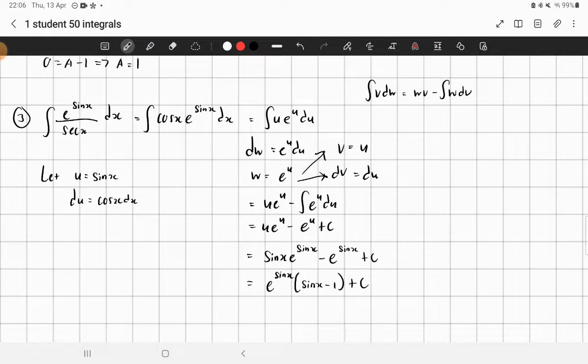So give me a brief moment. I want to check because I don't have the answer scheme with me. So I have to use a website just to check for this integral. So e to the power of sine of x divided by secant of x. Alright. E to the power of sine of x. Wait, did I make any mistake?